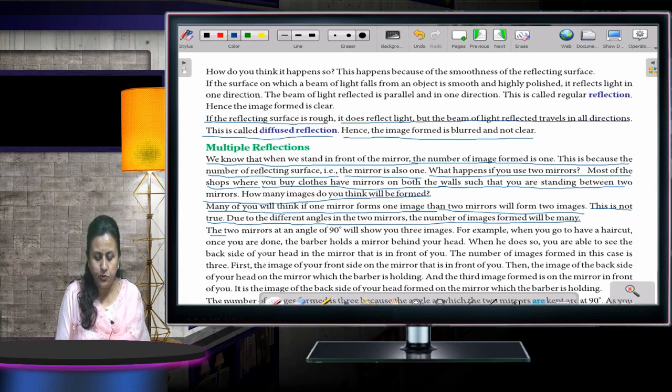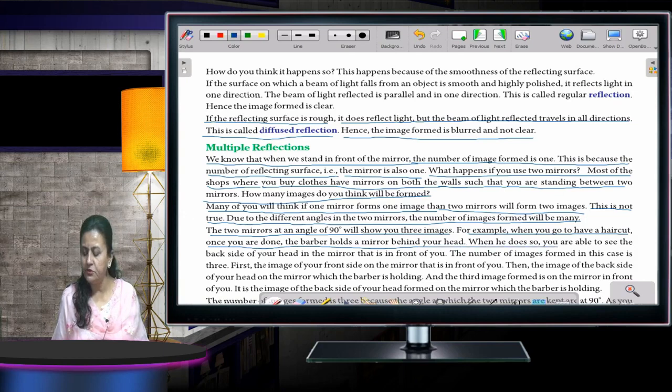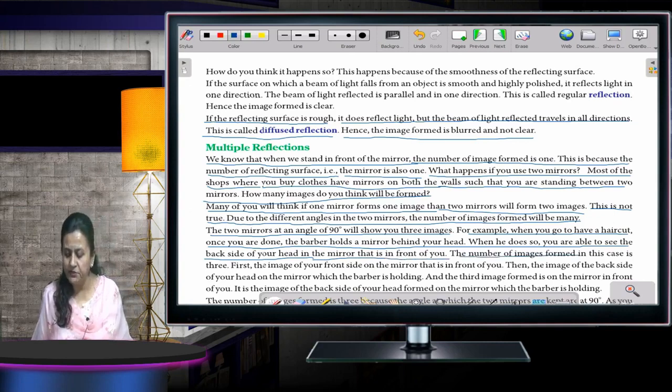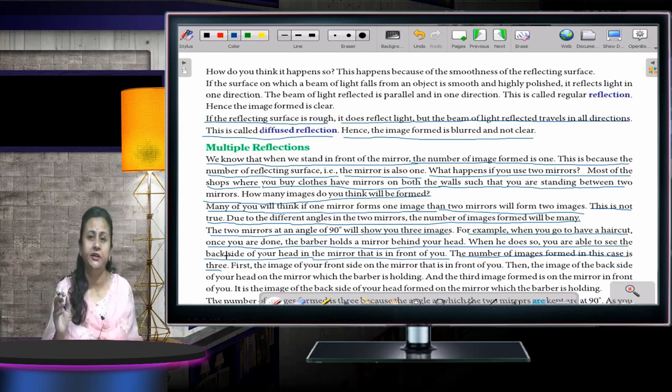The 2 mirrors at an angle of 90 degrees will show 3 images. For example, when you go for a haircut, once you are done, the barber holds a mirror behind your head. When he does so, you are able to see the back side of your head in the mirror that is in front of you. The number of images formed in this case is 3. In case he is holding the mirror at 90 degrees, the images formed would be 3. But if he is not holding at 90 degrees, then a lot of images would be there. Fine.